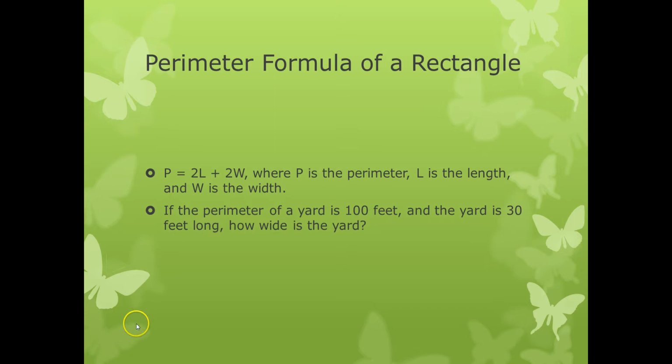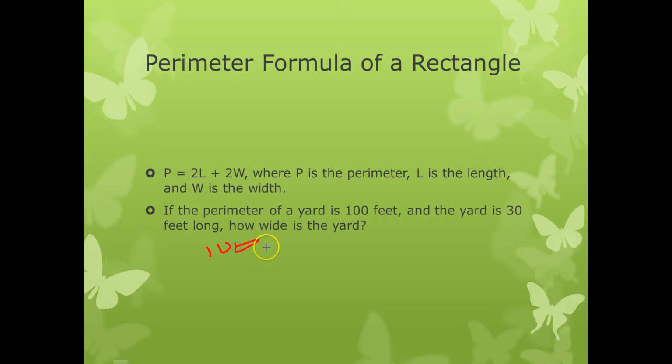The perimeter formula is similar. The perimeter of a rectangle, as you already know, is just the added sum of all of the lengths and widths. So P is equal to 2L plus 2W, where P is the perimeter, L is the length, and W is the width. So if the perimeter of the yard is 200 feet and the yard is 30 feet long, how wide is the yard? So again, the same idea as the area one.